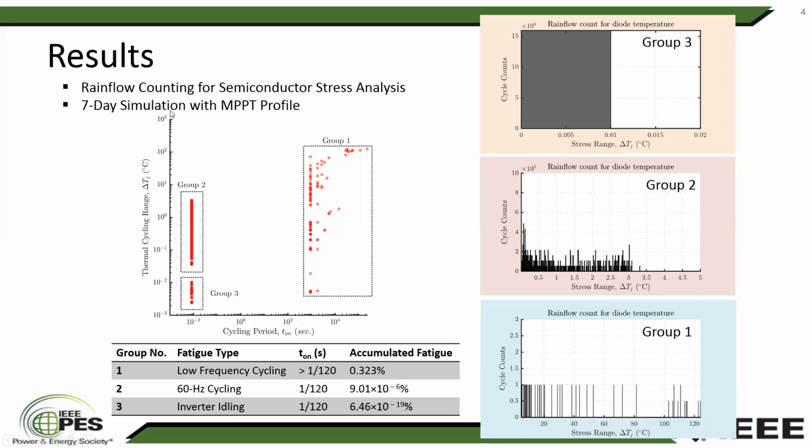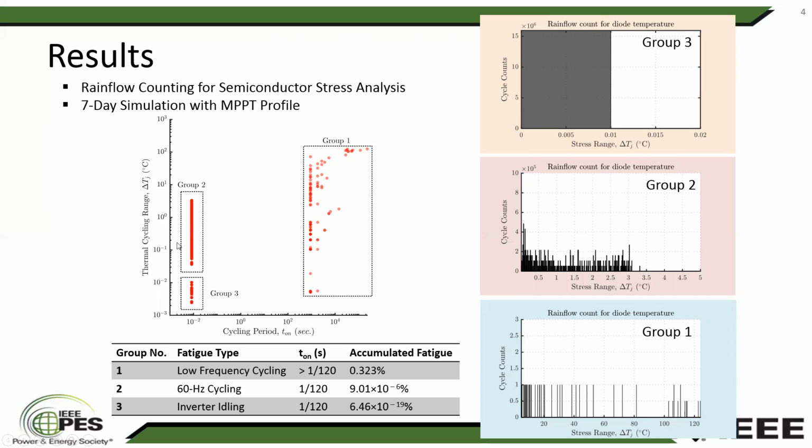This slide shows the results from the rainflow counting. So this figure is one of the key results. So we can categorize the thermal stress of semiconductors into three groups. The first group refers to the low frequency stress. So in group 1, the cycle period is typically ranging from a couple of minutes to a day.